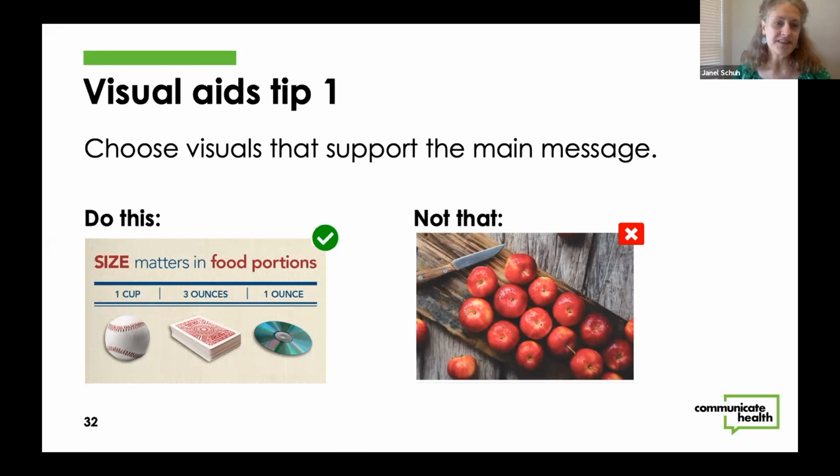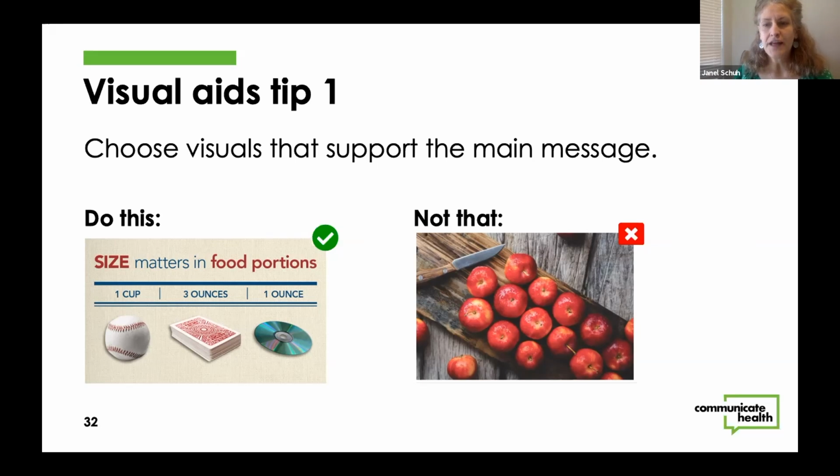But what this visual does is it helps to provide reference points. So 1 cup is about the same size as a baseball. 3 ounces is about the same size as a deck of playing cards. And 1 ounce is about the same size as a CD.